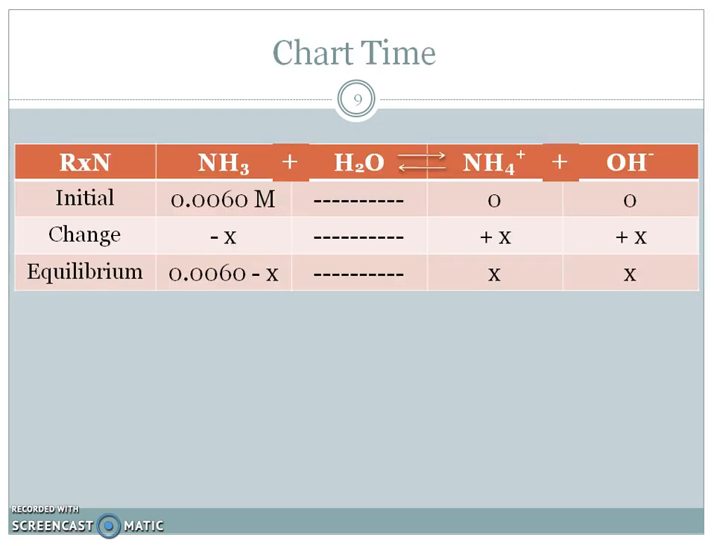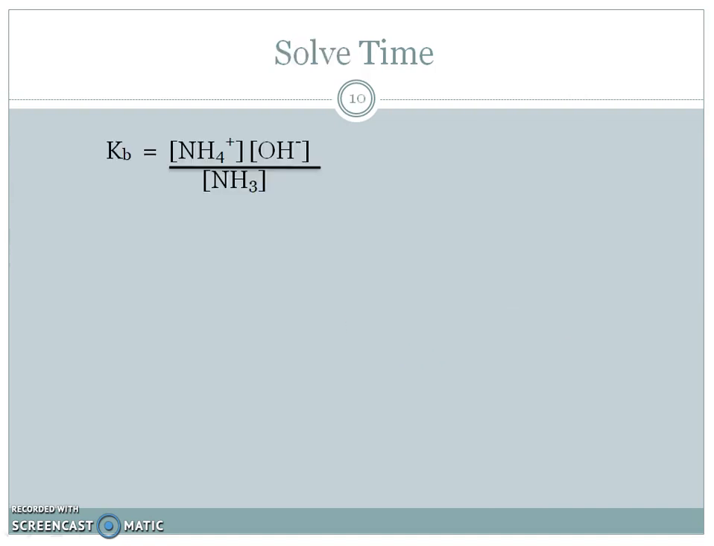So here's our ICE chart. We initially started with 0.006. We didn't have any of the ammonium or the hydroxide ions. We don't know what the change is because we don't know what the values of the ammonium or hydroxide are in solution. So we're going to use that X like we've seen before. So we kind of plug and chug and try to solve, right?